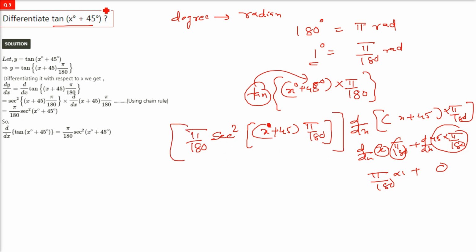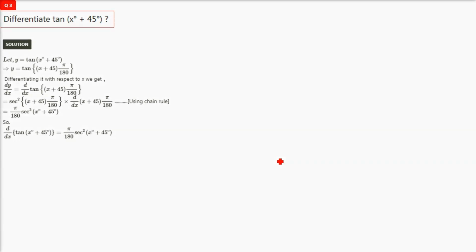So finally the result, because the question is given in degree, you have to convert this into degree. You just don't leave it like pi by 180. You have to write it in degree. So it will be pi by 180 times sec square of (x degree plus 45 degree).